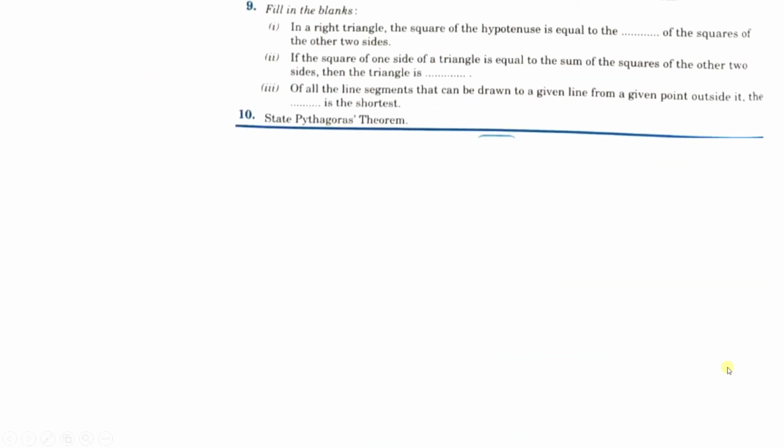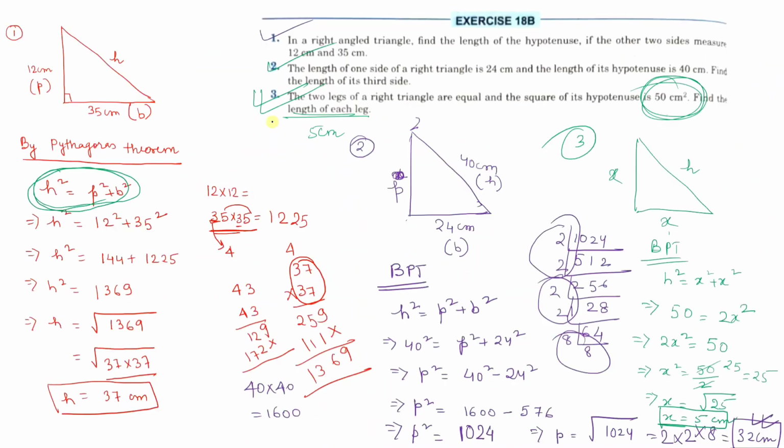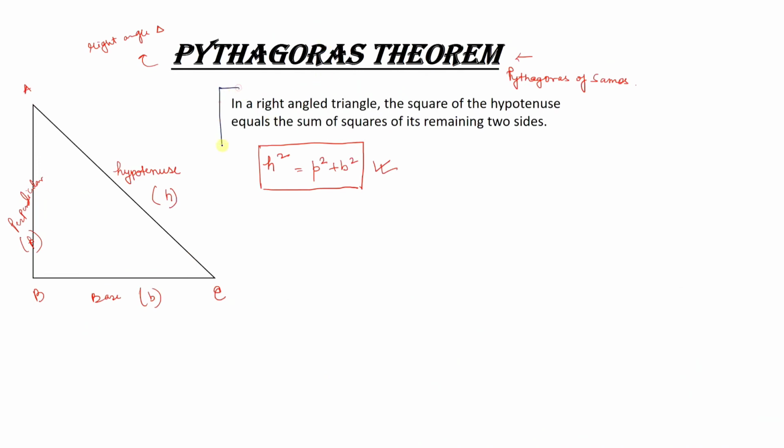Okay, for number 9, in a right angle triangle, the square of the hypotenuse is equals to sum of squares of other two sides. If the square of one side of a triangle is equal to sum of the squares of other two sides, then the triangle is right angled. Of all the line segments that can be drawn to a given line from a given point outside it, the dash is the shortest, the hypotenuse is the shortest. State Pythagoras theorem, I have already explained in the first slide. This one is the Pythagoras theorem, so you will write down this one. Okay, so this ends the exercise here.